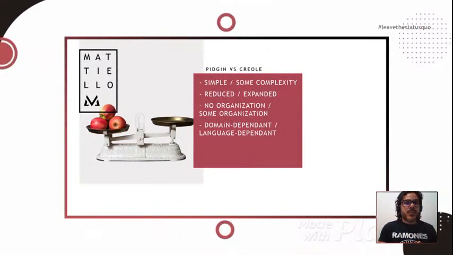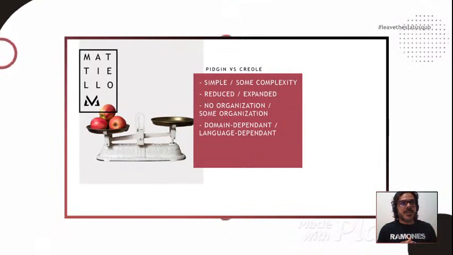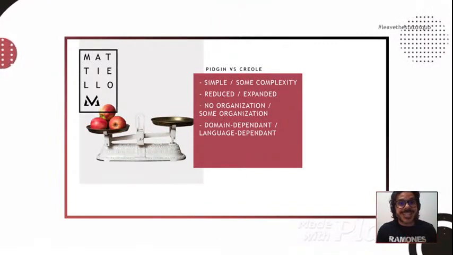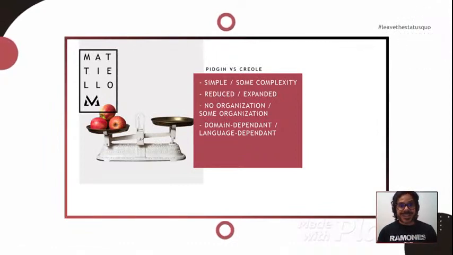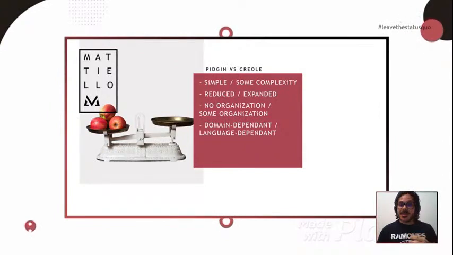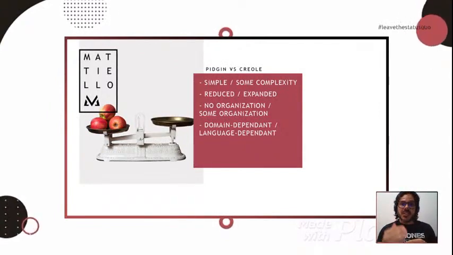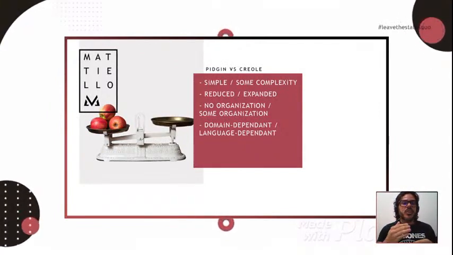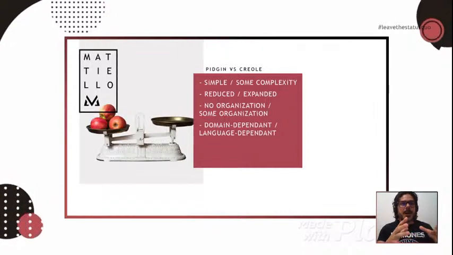Pidgins are very reduced, meaning that there's very little syntax, sometimes not even syntax, just some isolated words, whereas Creole is expanded. There's no organization in Pidgin. Creole has some organization, so we see the evolution of the language, the evolution of speech coming here in this case.